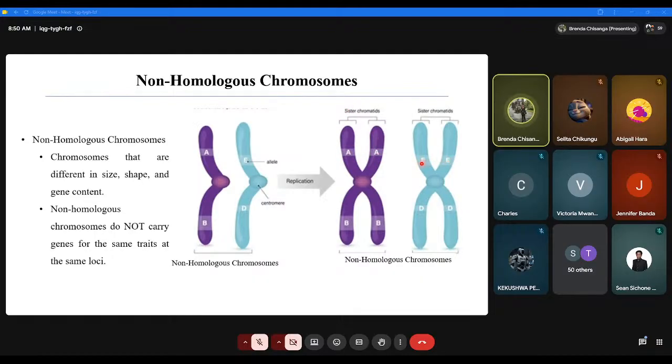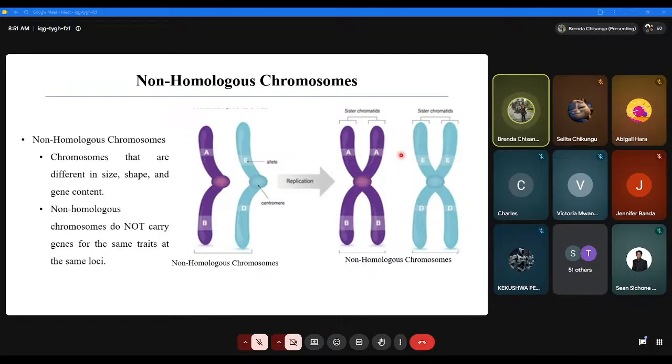This other position could be maybe pod size or the shape of the seed. If this is for the shape of the seed, and the same shape of the seed here, because it came from this chromosome, these two are referred to as sister chromatids. But if I take this chromatid and this chromatid, these are non-sister chromatids. These are non-homologous chromosomes. Why? Because at those loci, they carry different genes.